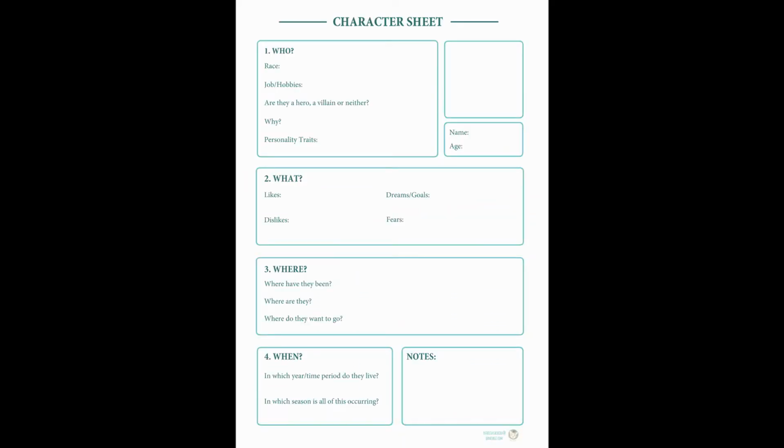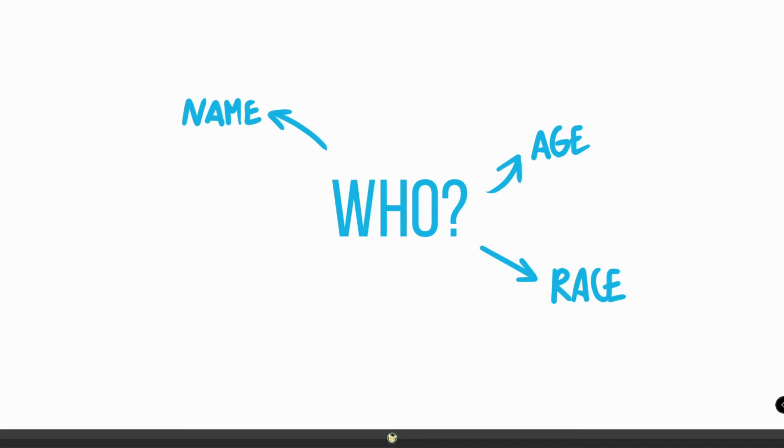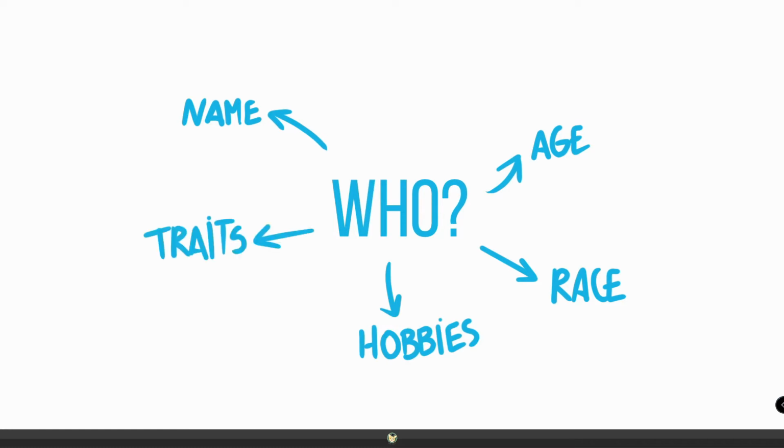When creating a new character, there are 4 questions that you need to ask yourself about them. The first one is who. So you'll want to write their name, their age, their race, if they're human, a vampire, an elf, a goblin, if they're Caucasian, if they're Asian, things like that. What are their hobbies? What are their personality traits? Take your time thinking about these traits.